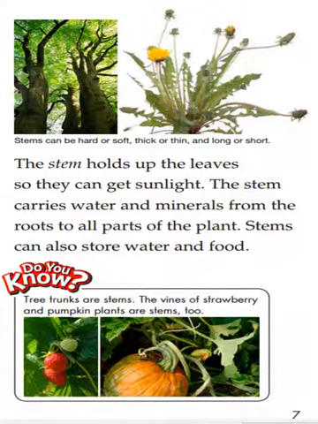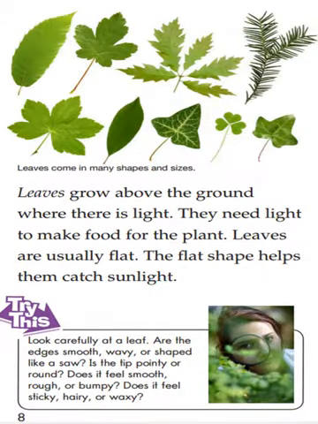The stem holds up the leaves so they can get sunlight. The stem carries water and minerals from the roots to all parts of the plant. Stems can also store water and food. Leaves grow above the ground where there is light. They need light to make food for the plant. Leaves are usually flat. The flat shape helps them catch sunlight.